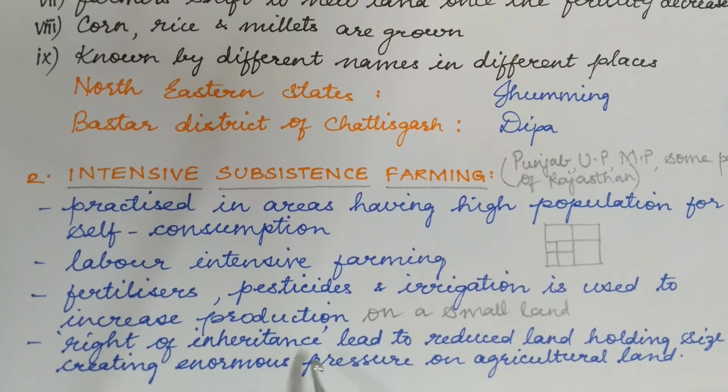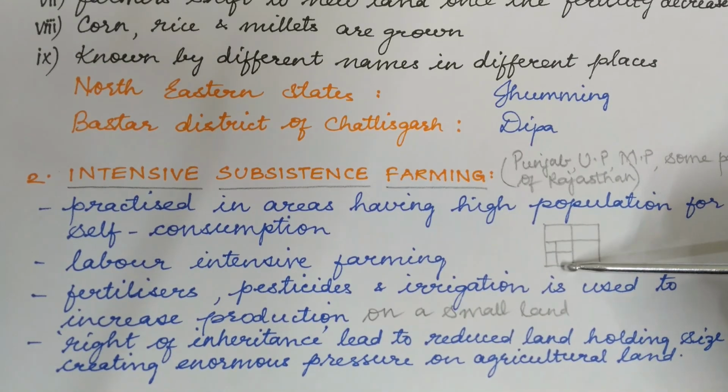Now, what is this right of inheritance? For example, if a farmer owned a big piece of land and he had 4 sons, he would divide his land into 4 equal parts. And further, each son would divide this land among his children. This type of division led to small size land holdings. It is called fragmentation of land holdings. So, this reduction in the land holding size created enormous pressure on agricultural land.